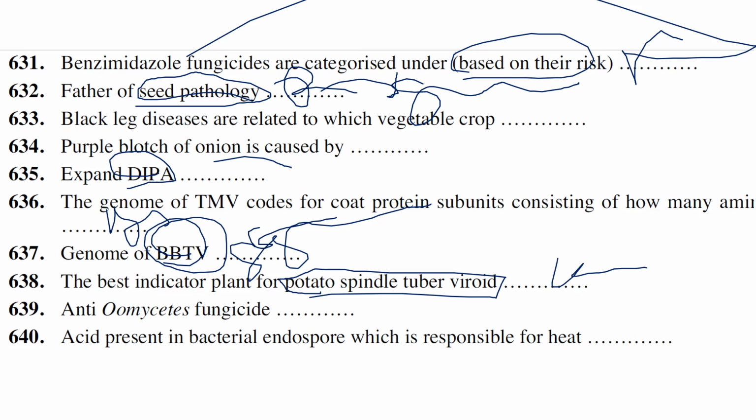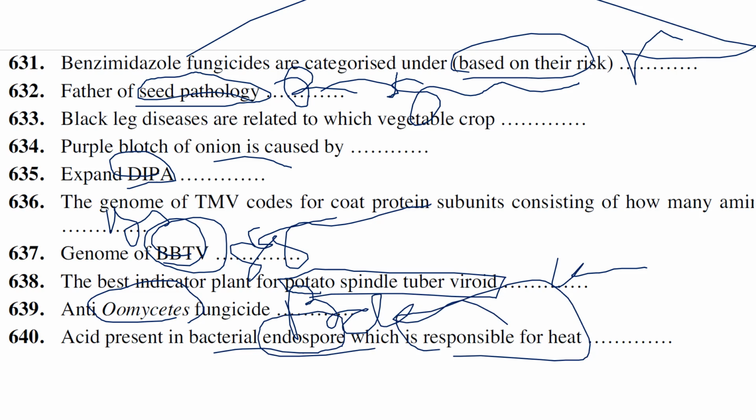Anti-oomycete fungicide: which fungicide can be recommended for the oomycete group of fungi? That is metalaxyl. Metalaxyl, Ridomil, the metalaxyl group of fungicide can be recommended for oomycete fungi. What is the acid present in a bacterial endospore which is responsible for heat resistance? These endospores are heat resistant spores produced by bacterial genera like Bacillus and Clostridium, right? How is this endospore highly resistant? Because an acid is present inside the endospore called DPA, dipicolinic acid. Due to the presence of this acid, it is highly resistant to heat.